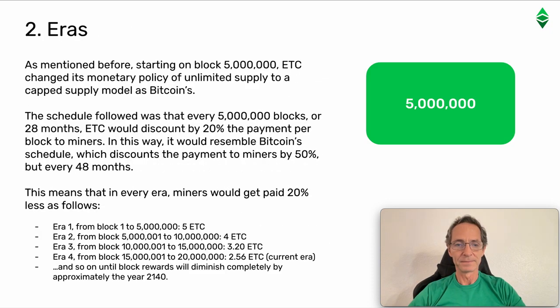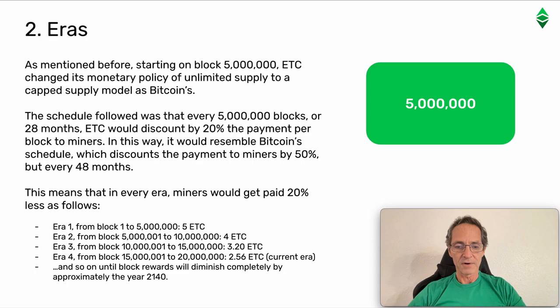2. Eras. As mentioned before, starting on block 5 million, ETC changed its monetary policy of unlimited supply to a capped supply model as Bitcoin's. The schedule followed was that every 5 million blocks, or 28 months, ETC would discount by 20% the payment per block to miners. In this way, it would resemble Bitcoin's schedule, which discounts the payment to miners by 50%, but every 48 months. This means that in every era, miners would get paid 20% less as follows.